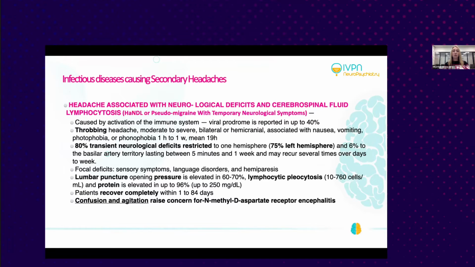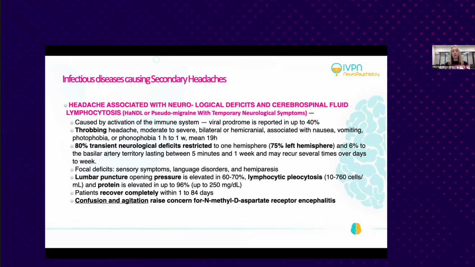Caused by the activation of the immune system, it also presents as a throbbing headache. And in 80% of the cases, there are some transient neurological deficits. They are usually unilateral, and most of the time presented on the left hemisphere, or the left brain hemisphere.